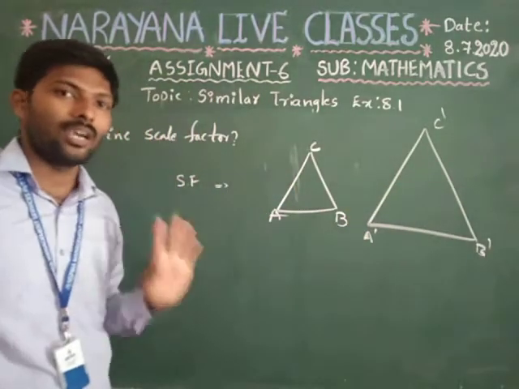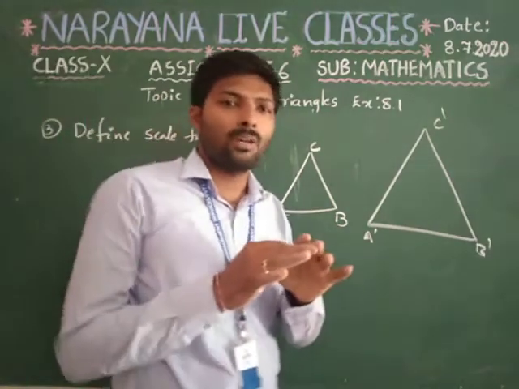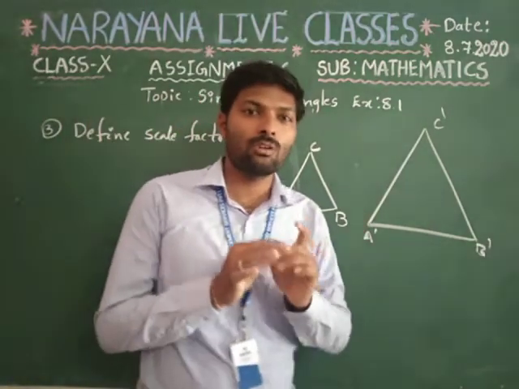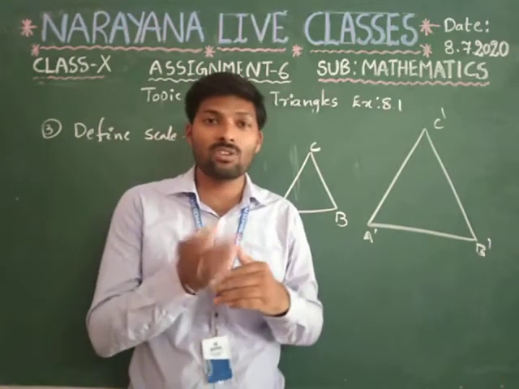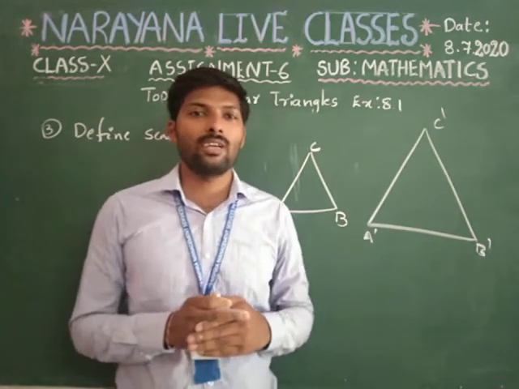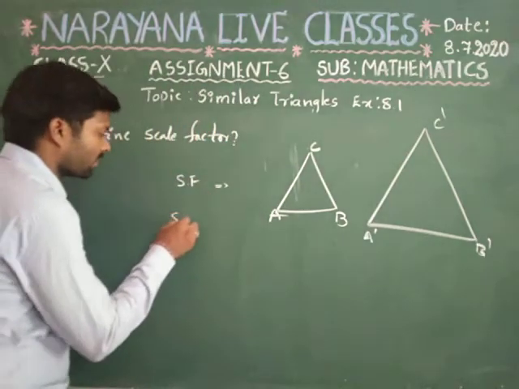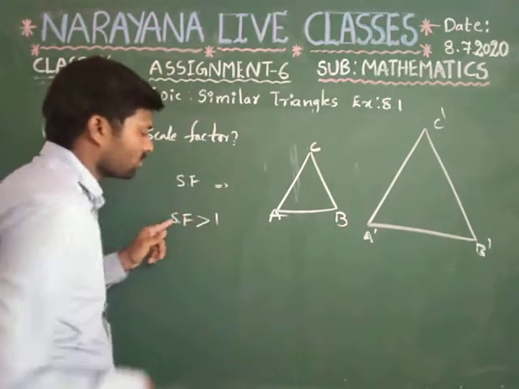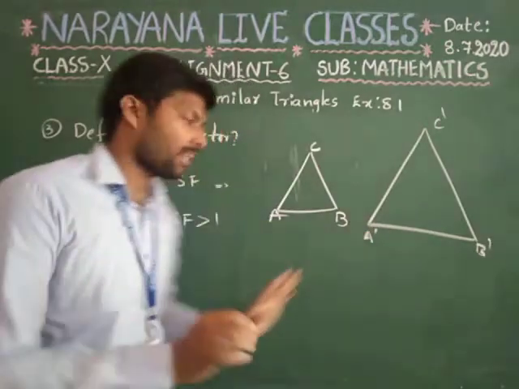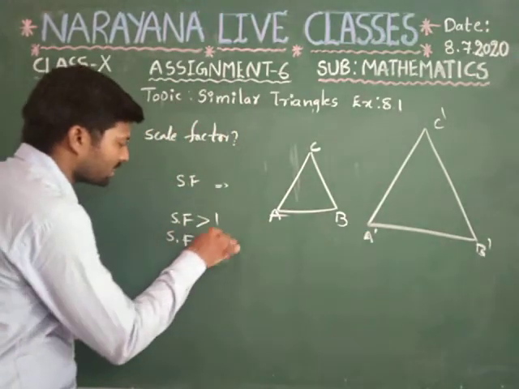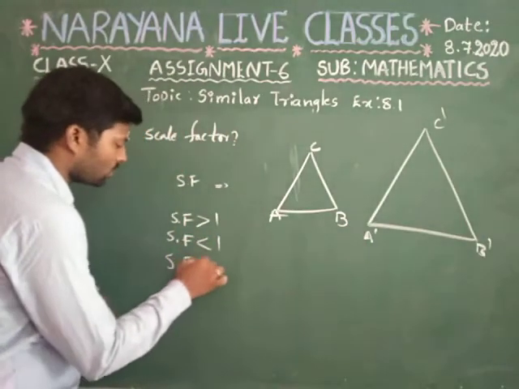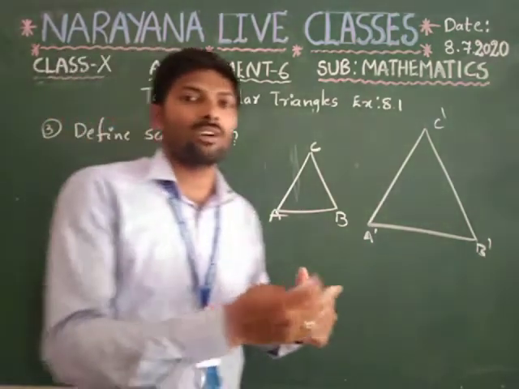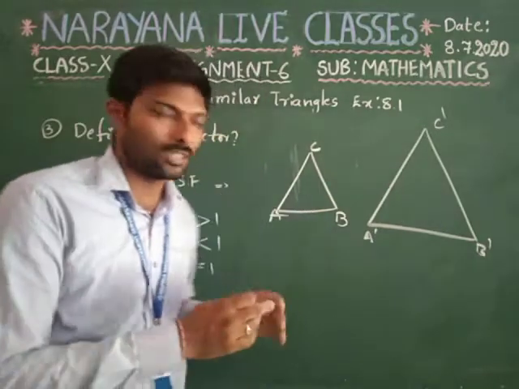A scale factor. And this scale factor is the heart of similarity. So based on this scale factor, we can estimate whether the given figure is an enlarged or compressed figure. Right? For example, if the scale factor is greater than 1, we will get an enlarged figure. And if the scale factor is less than 1, we get the compressed figure. And if the scale factor is equal to 1, we will get the same figure.